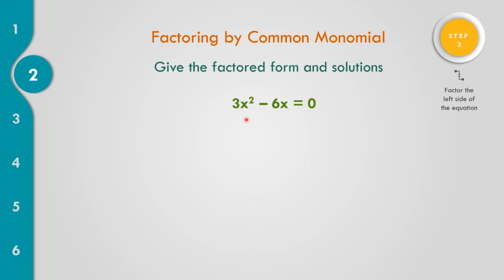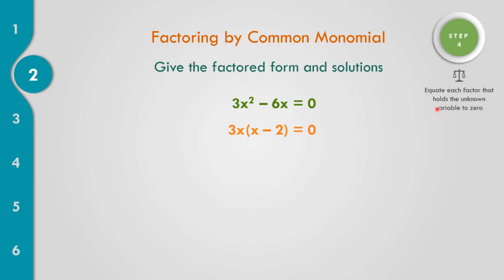So let us see what could be the factor between 3 and negative 6. That is equal to 3. While for x squared and then x, the common factor is x. So if we divide 3x squared by 3x, that is x. Negative 6x divided by 3x is negative 2. And then copy equal 0.